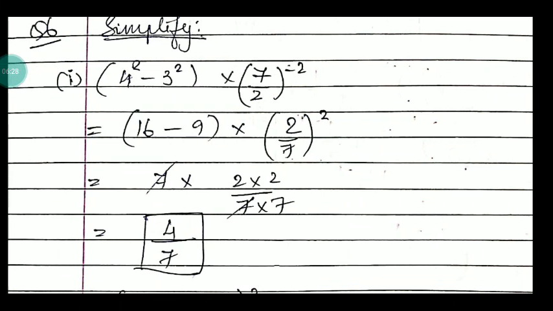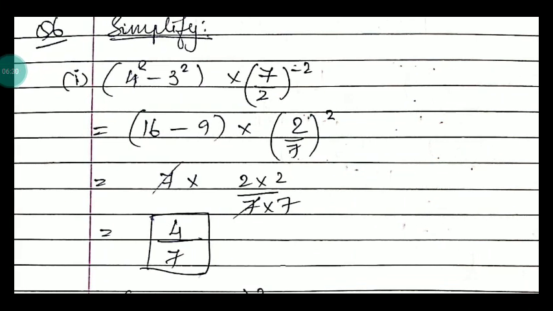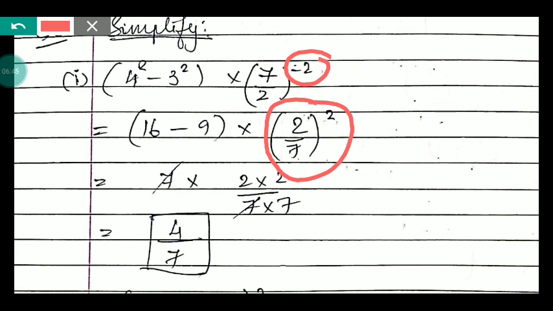Our next question is simplify (4 square minus 3 square) into (7 by 2) whole raised to minus 2. 4 square is 16, 3 square is 9, and 7 by 2. Here again the power is in negative form, so we take the reciprocal and make it positive. 16 minus 9 is 7. 2 into 2 upon 7 into 7, 7 7 cut, you get 4 by 7 as your answer.